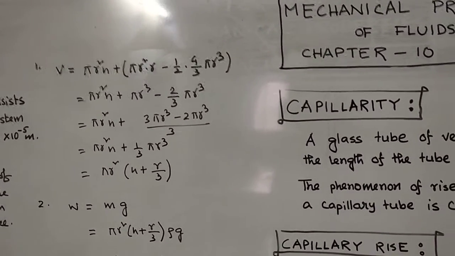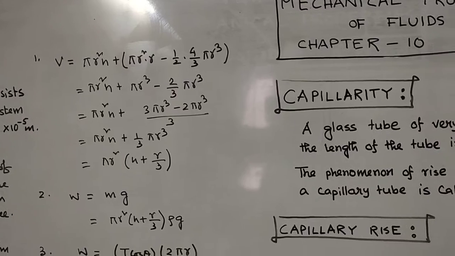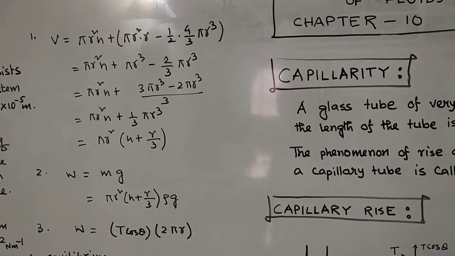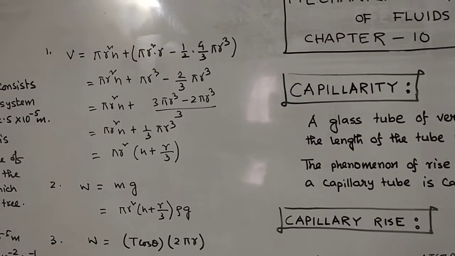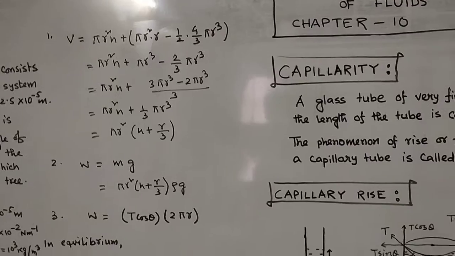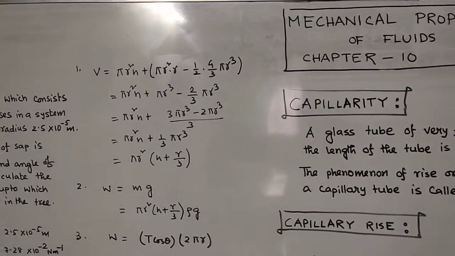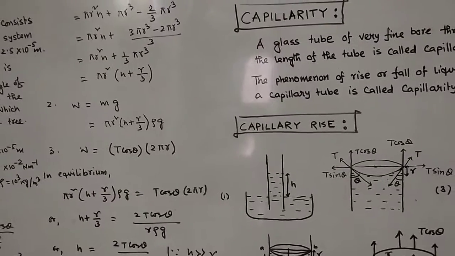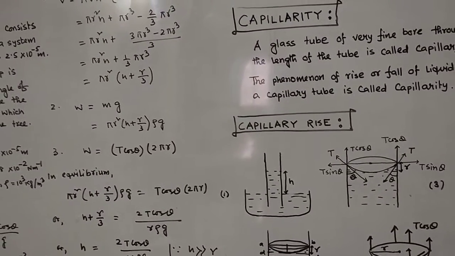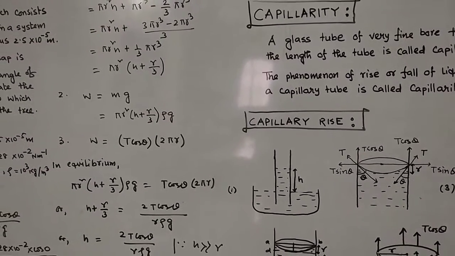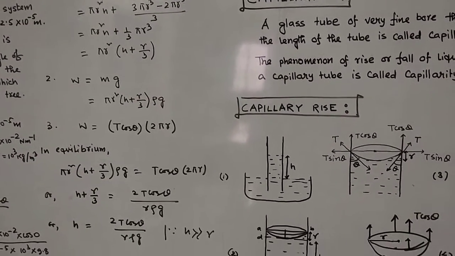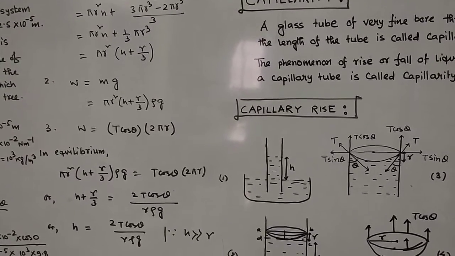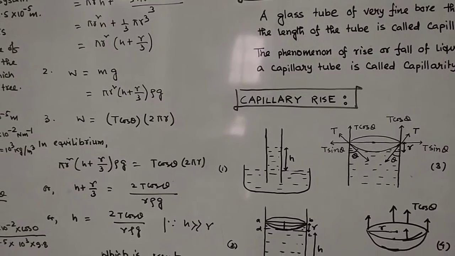Now this weight corresponds to the volume, and the formula is W equal to mg. If you consider rho as the density of the liquid, then volume into density gives you the mass, and multiplying by g gives you the weight. This weight acts vertically downward. Now this weight balances the force corresponding to T cos theta. So T cos theta into 2 pi r gives you the total force in the upward direction, and weight gives you the total force in the downward direction.